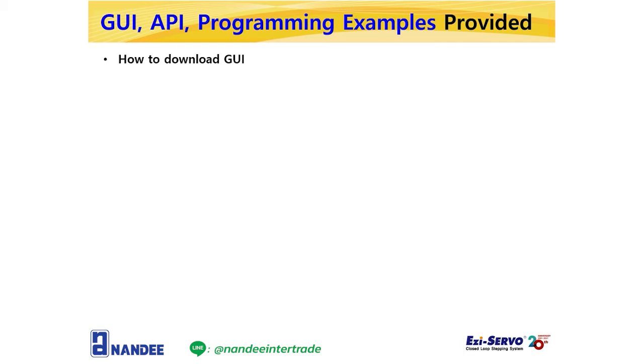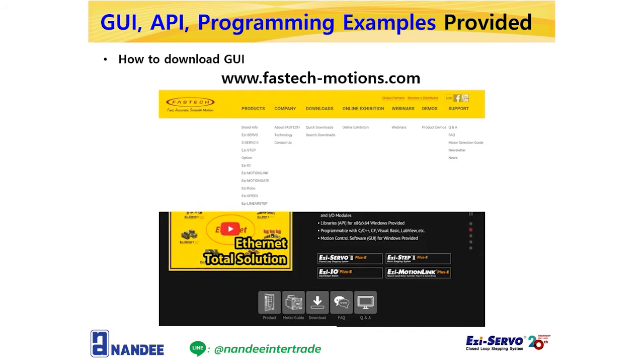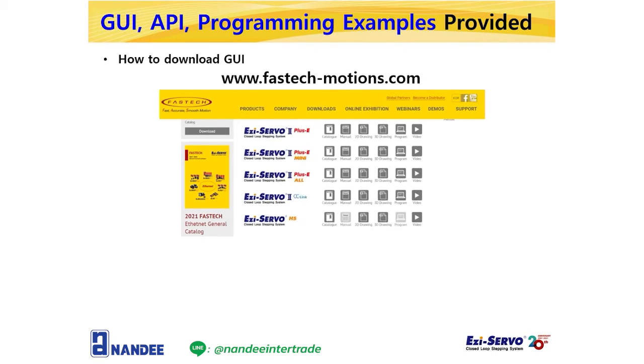First of all, the GUI software can be downloaded for free from the website. If you access the following address and place the mouse pointer on the Download tab of the home page, the item called Quick Download appears. Click on the item to display the product list. You can download the GUI software by clicking the Program button of the EZ Servo 2 plus E product among the products in the list. You can also download the same software by clicking the Program button for other Ethernet products.